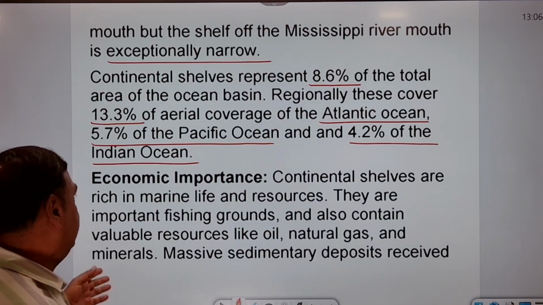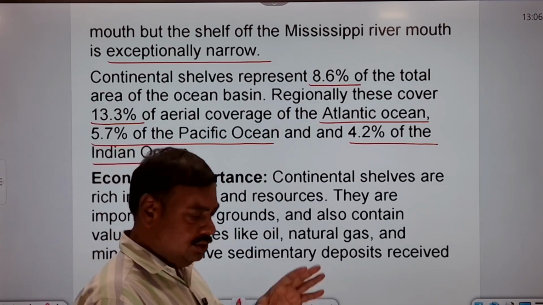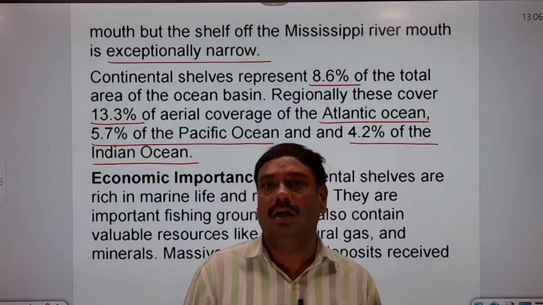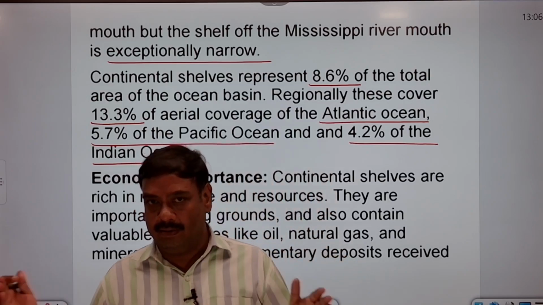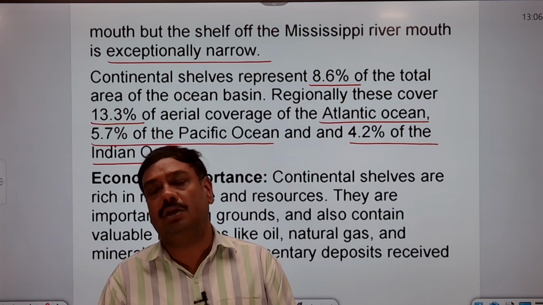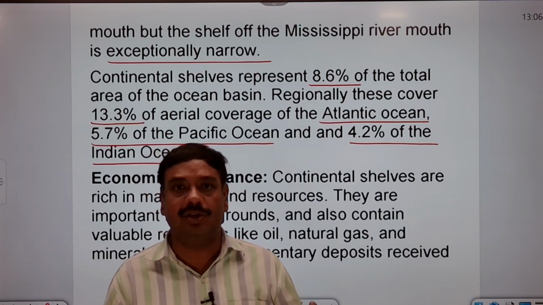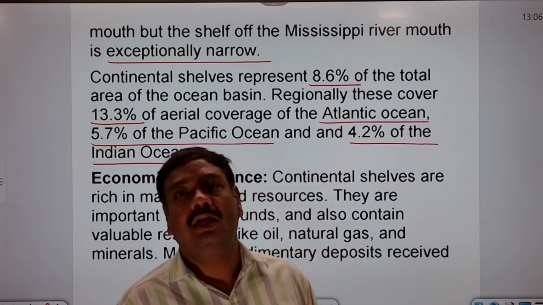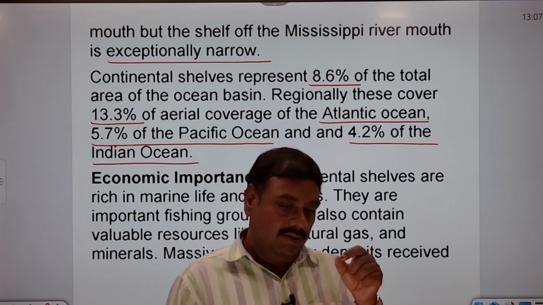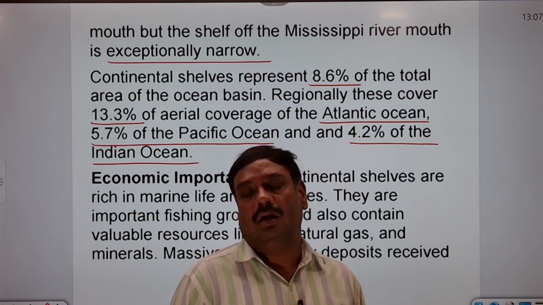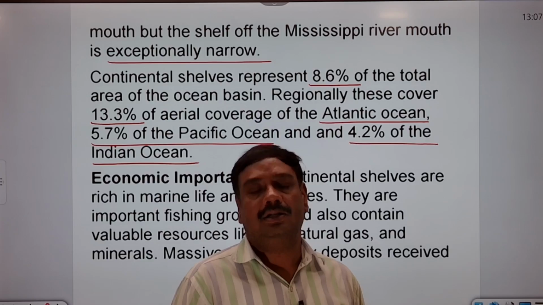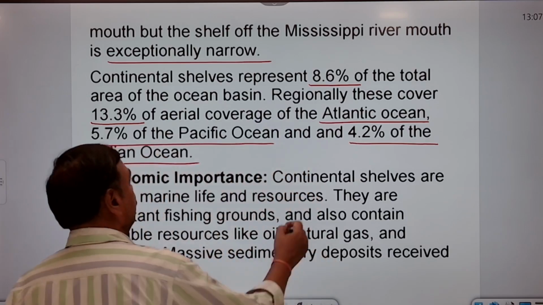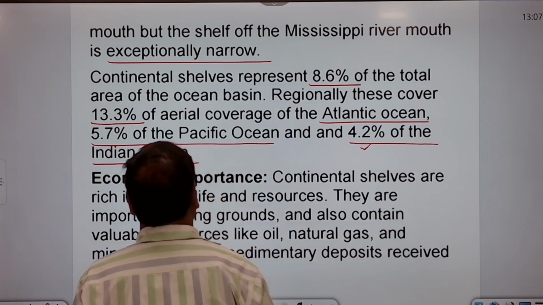And the Indian Ocean is a very small oceanic region, but see by which areas the Indian Ocean is surrounded. So in that way, again in the Indian Ocean there is a very narrow continental shelf, and so it covers only 4.2% of the Indian Ocean.